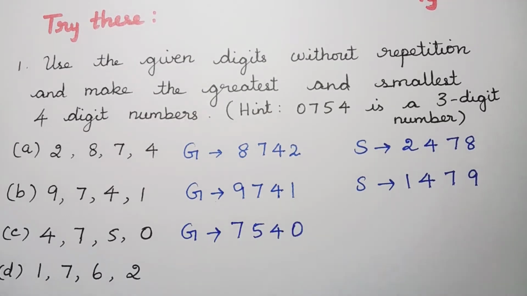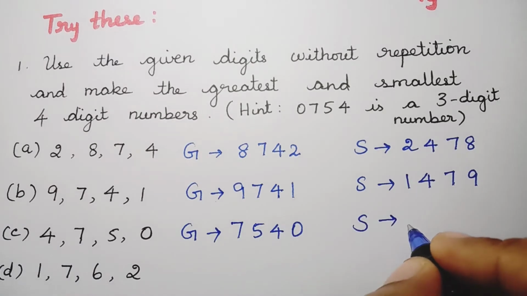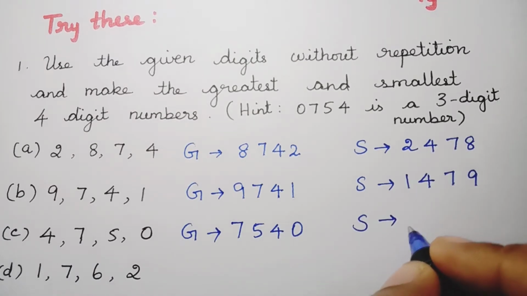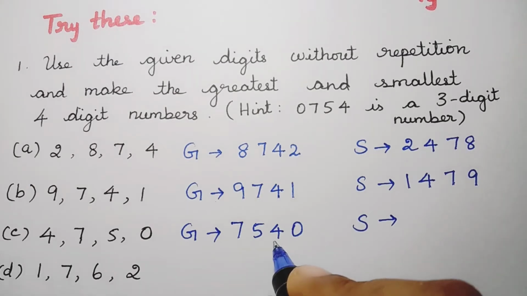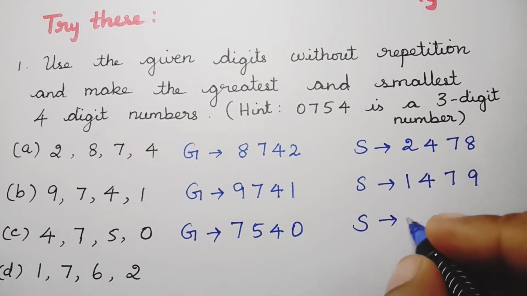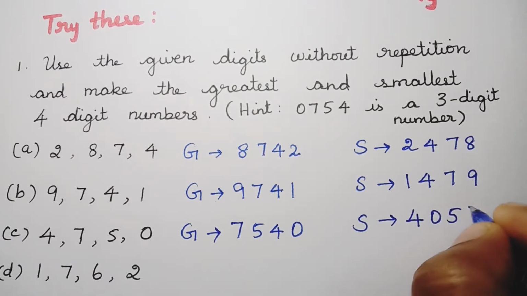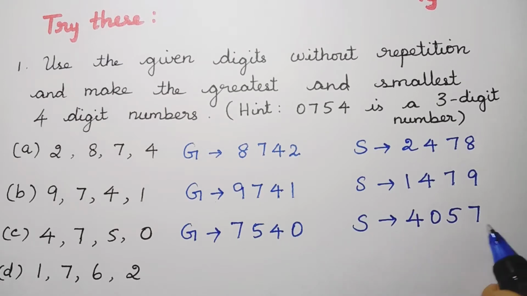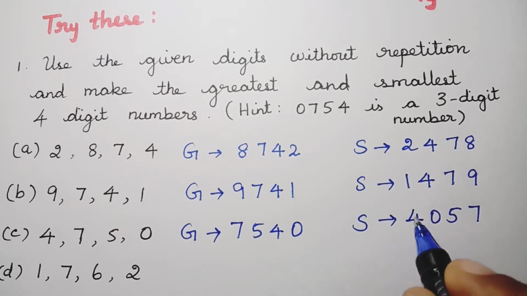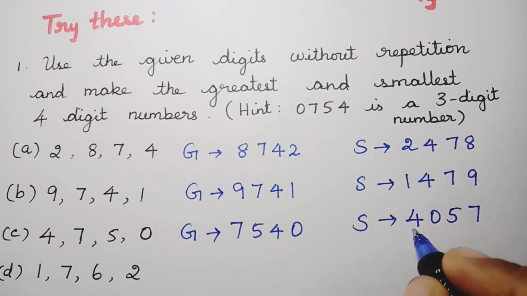7540 will be the greatest number, and for writing the smallest, 0 should not be written at the first place. So what you have to do, write the next higher number. Okay, what is the next higher number? It is 4. So write 4057. Then the remaining numbers you have to write in the ascending order. Just shift the 0 from the first position to the next position. So this is the hint here.